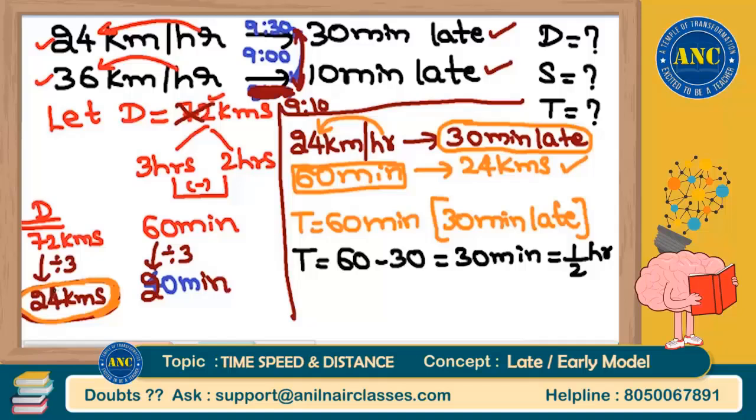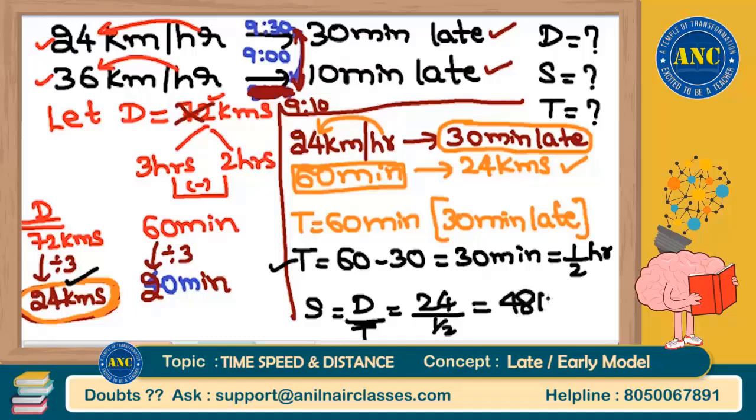You know the distance, you know the time. Speed is distance by time. Distance is 24, time is 1 by 2. 24 into 2 is 48 kilometers per hour. Do not assume that every time you will get the answer as 48 kilometers per hour for the speed in all your questions. Coincidentally, my previous answer also is 48, this answer also is 48, sir.